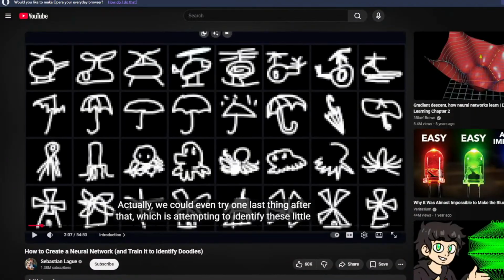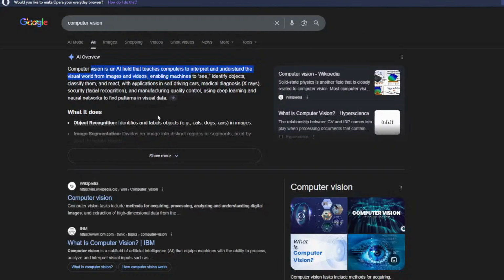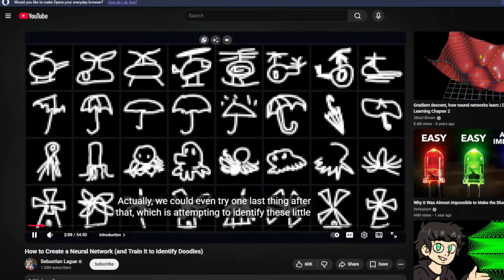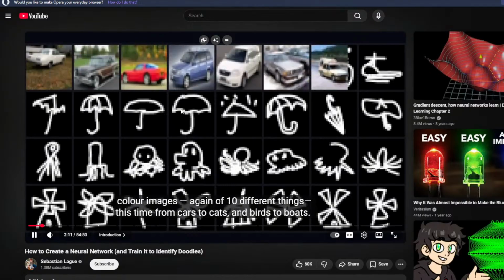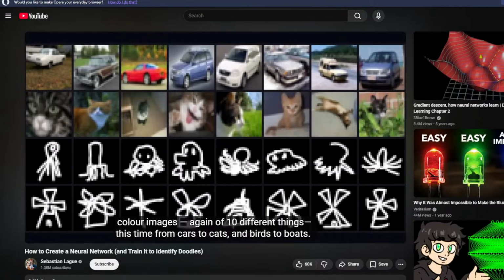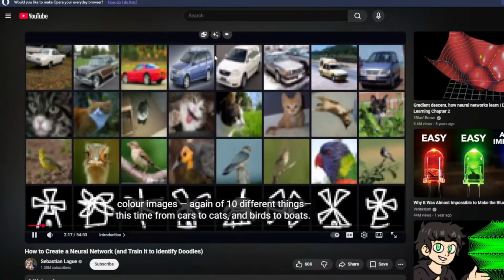Yeah. Okay. We could even try one last thing, since I read that a little fast. An AI field that teaches computers to interpret and understand the visual world from images and videos, enabling machines to see, identify objects, and classify them, and react, which is exactly what we're doing with receivers and cornerbacks. Thing after that, which is attempting to identify these little color images, again of 10 different things, this time from cars to cats and birds to boats.